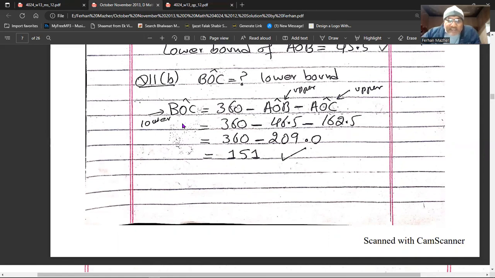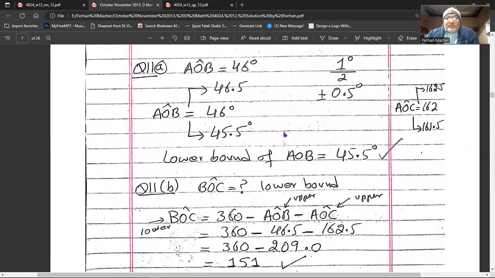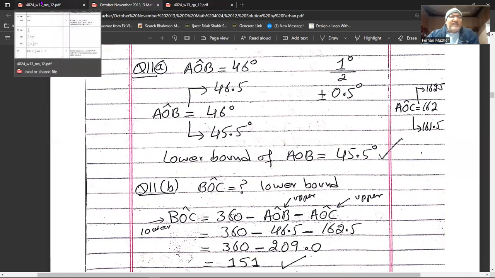So because this is subtraction, after subtraction the answer will come. So BOC's lower bound will need AOB's upper bound and AOC's upper bound. So the angle AOB upper bound is 46.5. The angle AOC was 162. In it, add 0.5, you get 162.5. That's the upper bound. The lower bound will be 161.5. So here I'm going to use the upper bound. So 360 minus 46.5 minus 162.5. So 360 minus 209.0, and that will be 151. So the angle BOC is 151.